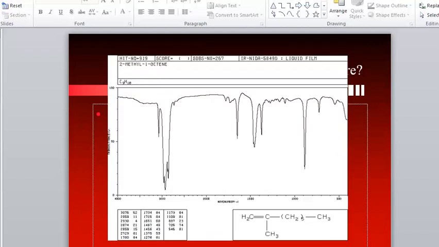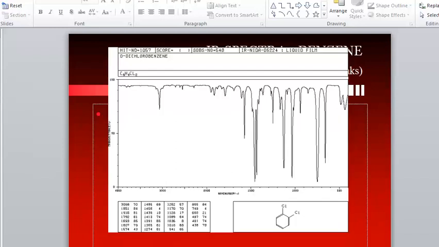Now compare it to this one. Hopefully you see the difference. This one is not an aromatic. And there's a couple of sharp peaks over here, but not a lot. Right? I see a couple, 2 or 3, and that's pretty common for any kind of group. But you compare this one, which is not an aromatic, to this one, which is an aromatic.